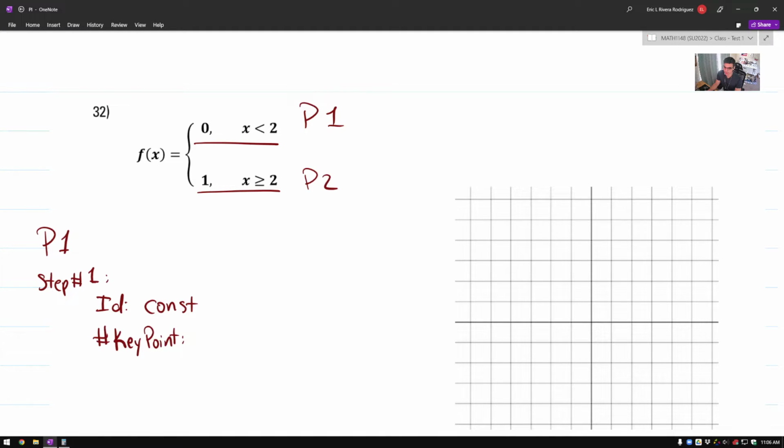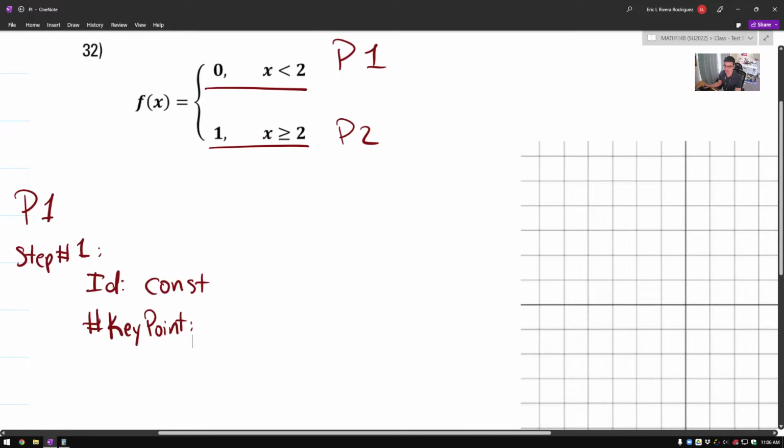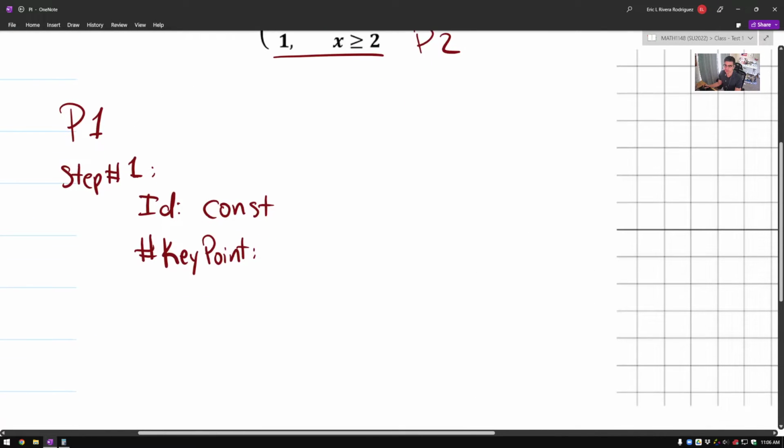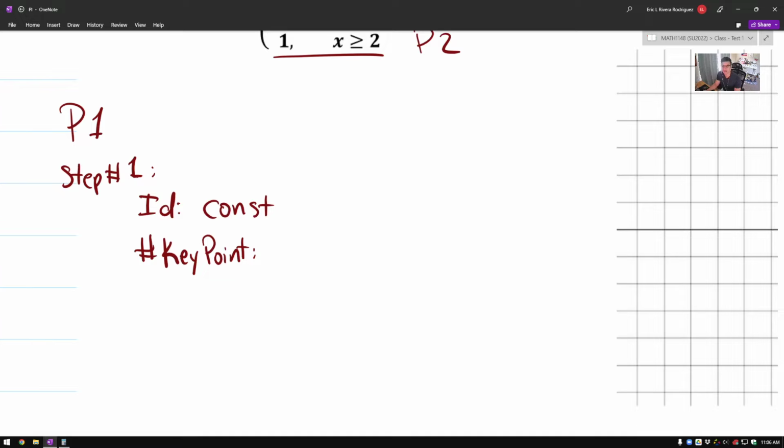we need to draw a constant function. If you go to the library of parent functions, you will see that a constant function is just a horizontal line. So that means that we will need 2 points because it's a line. A constant function is a line, a horizontal line. Okay, so the shape is important. Knowing the shape of the function is important to get the number of key points.